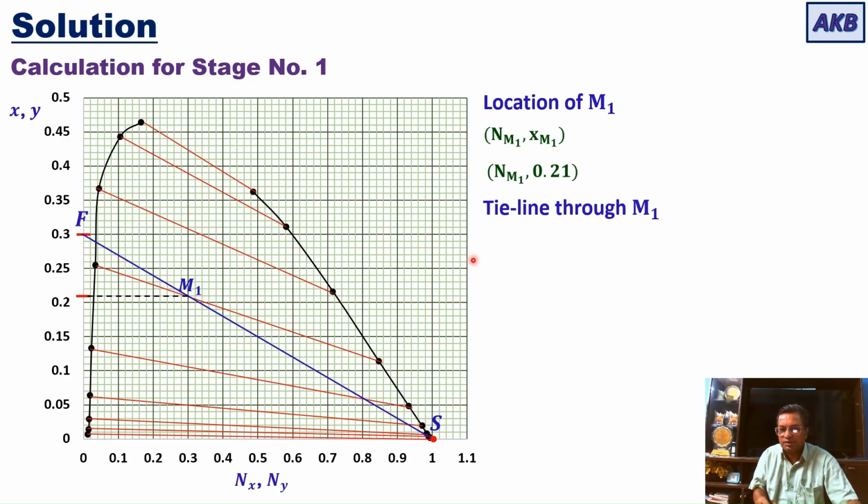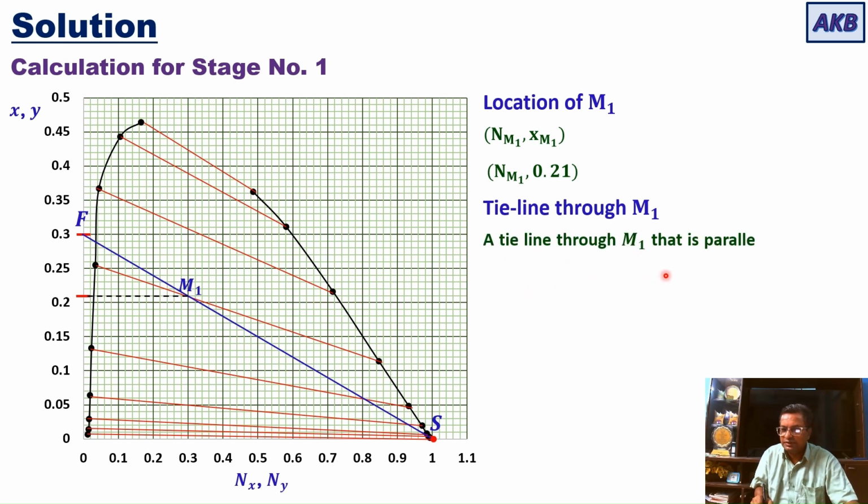Now the next important task is to draw a tie line through M1, because the mixture M1 represents the mixture formed in stage number 1, and that mixture will ultimately settle into raffinate and extract phases, which will be in equilibrium with each other. That's why point M1 should also lie on a tie line. The most critical task is to draw a tie line that passes through M1. Let me tell you, we have to do this by trial and error. I'll tell you how to do that.